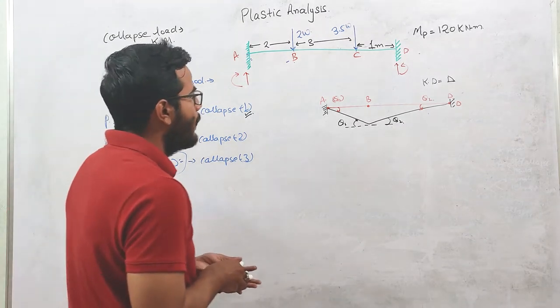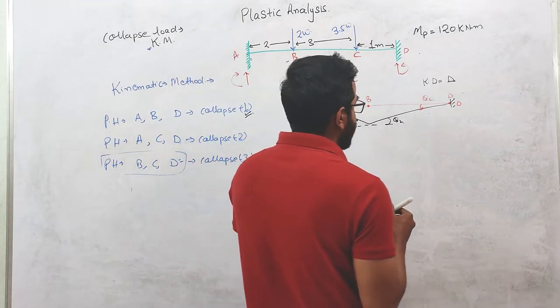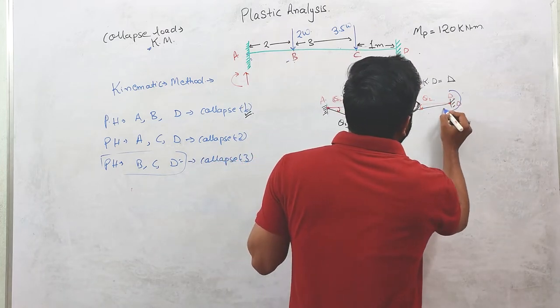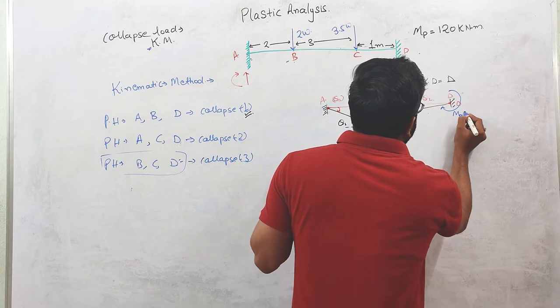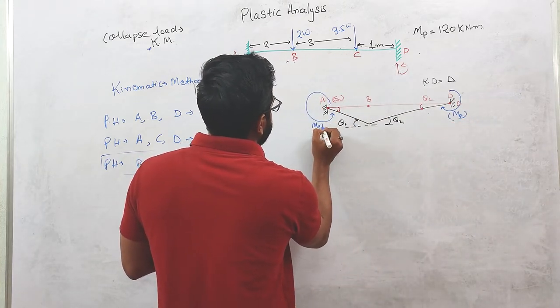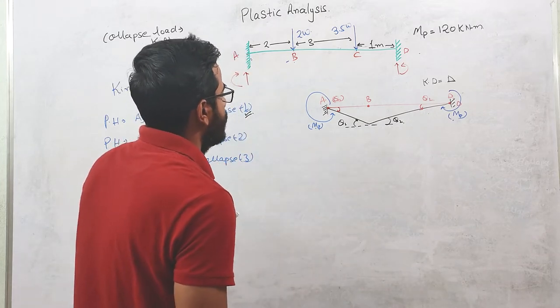So now what will be the direction of the plastic moment? That is an important thing. To resist this rotation, there will be a plastic moment of MP over here. Again, the plastic moment MP at this point, right?